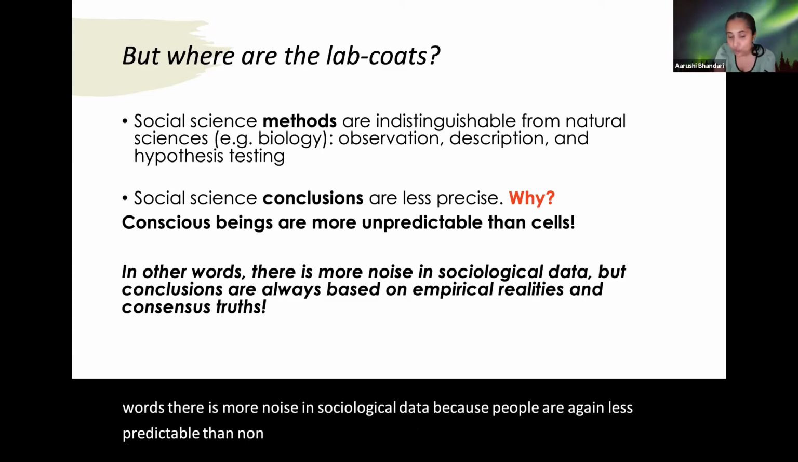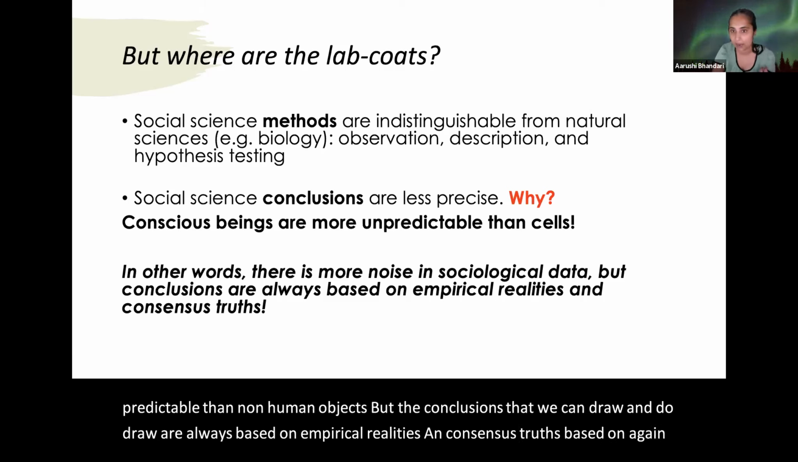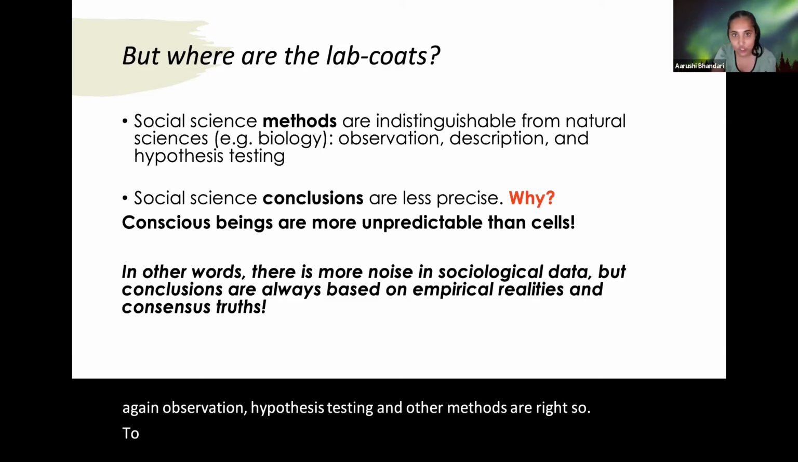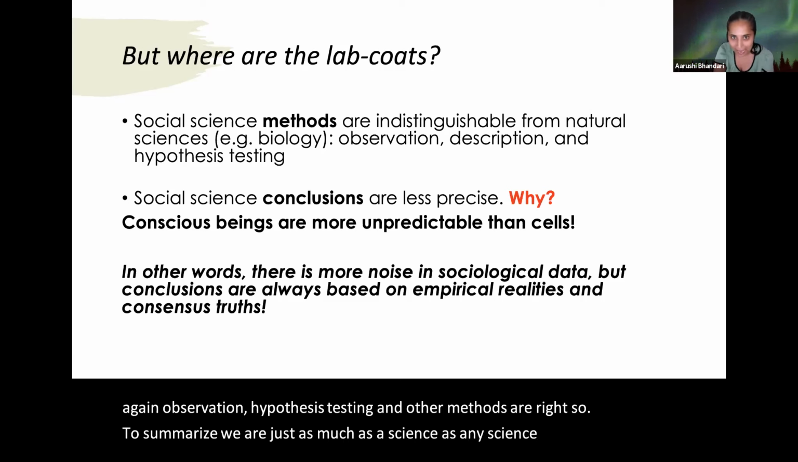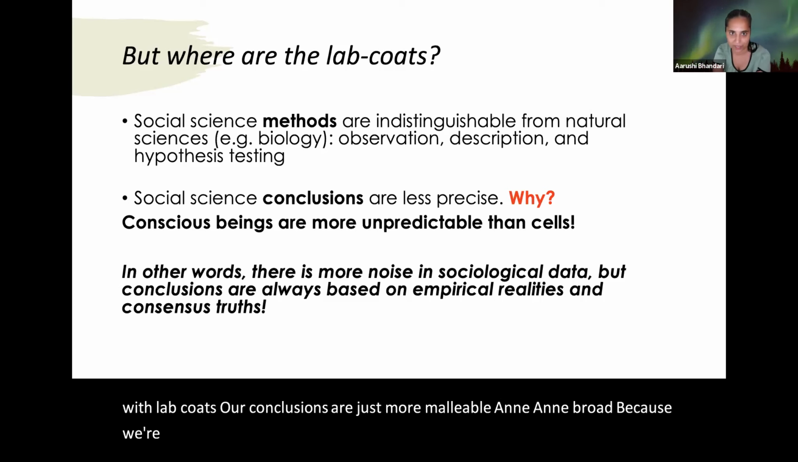But the conclusions that we can draw and do draw are always based on empirical realities and consensus truths based on, again, observation, hypothesis testing, and other methods, all right? So to summarize, we are just as much a science as any science that you imagine with lab coats. Our conclusions are just more malleable and broad because we're studying a group that is more unpredictable.